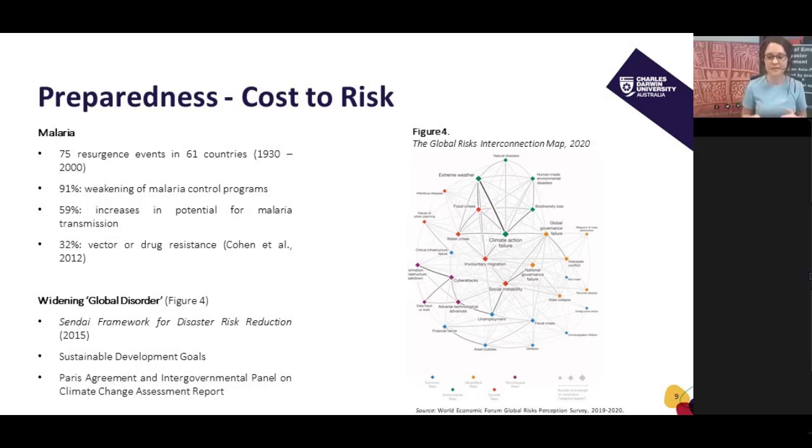And as a result of this widening global disorder, health has been acknowledged as a cross-cutting issue in several global policy frameworks that are at the center of the 2030 Agenda for Sustainable Development. For example, the Sendai framework emphasizes building capacity to cope with risk and address multiple hazards, including biological hazards such as epidemics or pandemics. And Sustainable Development Goal 3 is devoted to good health and well-being, with an emphasis on risk reduction and the management of global health risks. The Intergovernmental Panel on Climate Change Assessment Report also acknowledged that climate change is exacerbating public health risks.